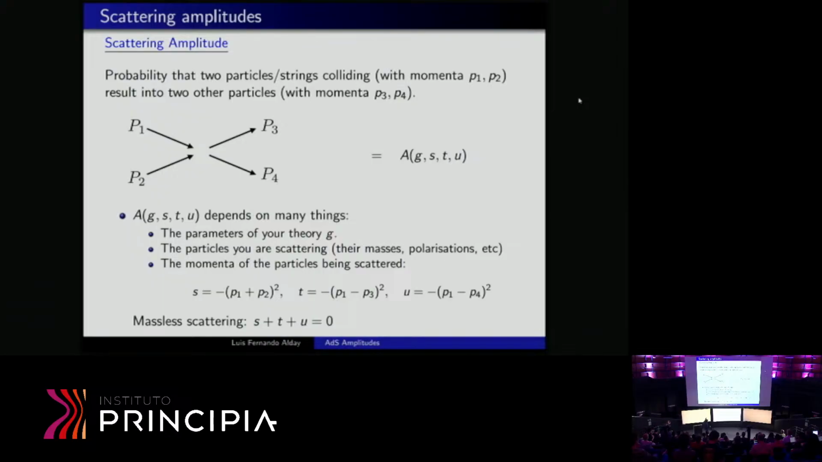In flat space, a scattering amplitude is basically the probability that 2 particles colliding with momenta P1 and P2 result into 2 other particles with momenta P3 and P4. These amplitudes can depend on the parameters of your theory, here collectively denoted G, on the particles being scattered, their masses, polarizations, etc., and on the momenta. For relativistic theories, they depend on 3 combinations, the Mandelstam variables. For massless scattering, which is the one we will be dealing with, S plus T plus U is equal to 0.